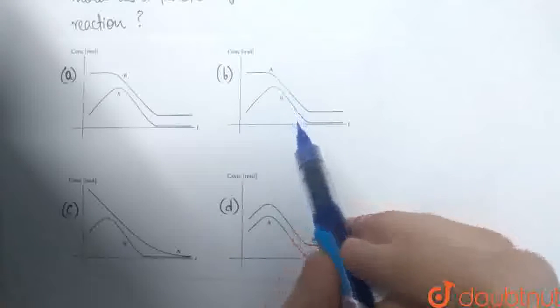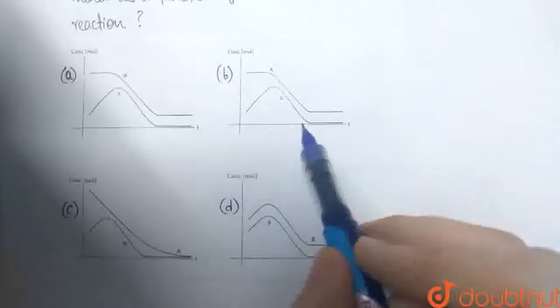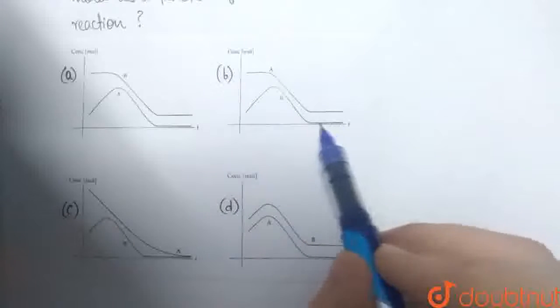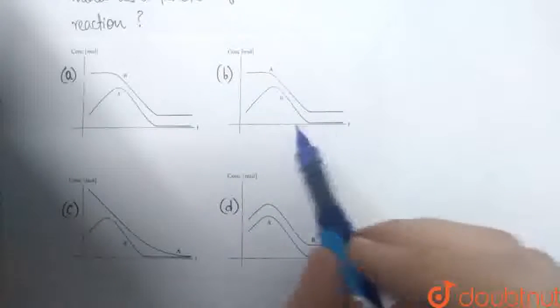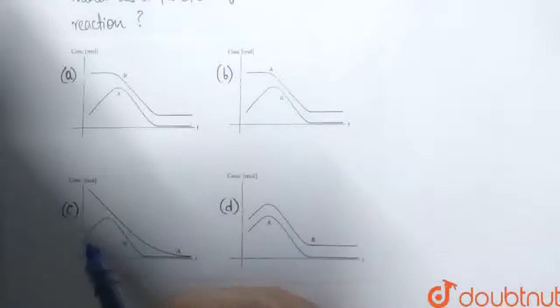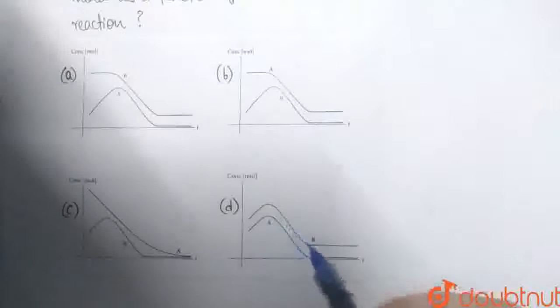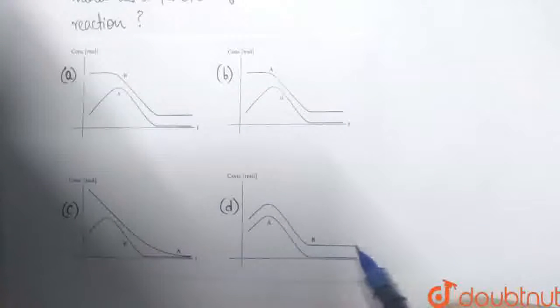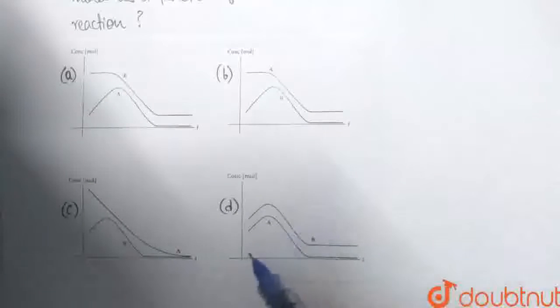So in option B, the graph is consistent with what is said. The graph of B touches 0. In option C as well, the graph of B touches 0, whereas in option D, the graph of B goes down to a constant value and then stays at that constant value, which is greater than 0. So D is also eliminated. We are left with option B and C.